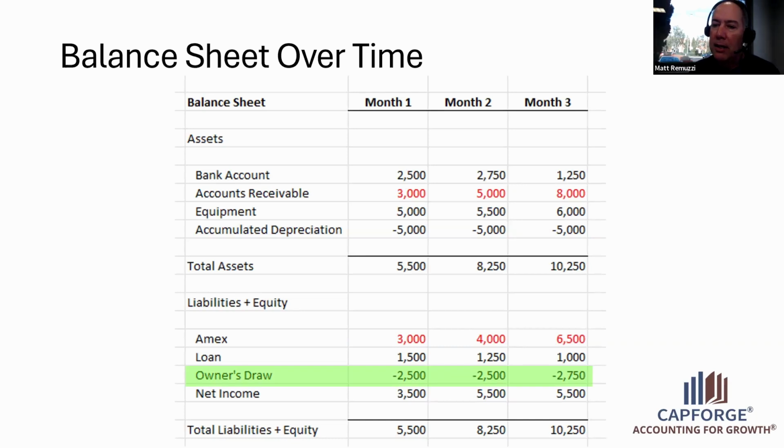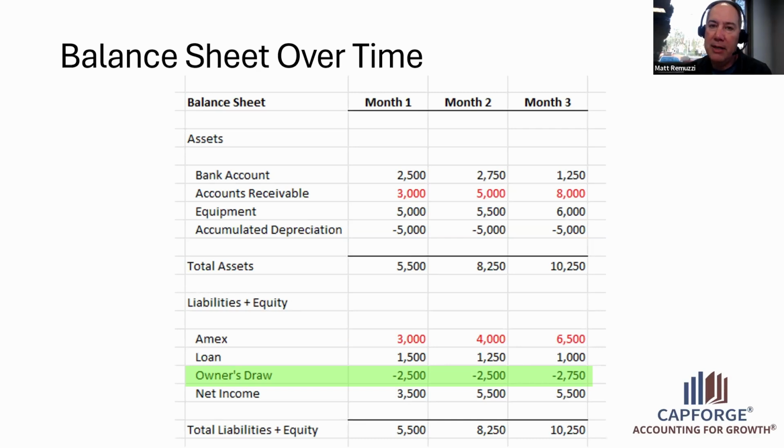Now, owner's draw, this is where it gets a little confusing. In month one, so far, we had drawn $2,500. In month two, it's still $2,500. So what does that mean? It means when there's no change, nothing additional was taken. At the end of month one, we'd drawn $2,500. At the end of month two, it's still $2,500. That means in month two, the owner did not take any cash out of the business.